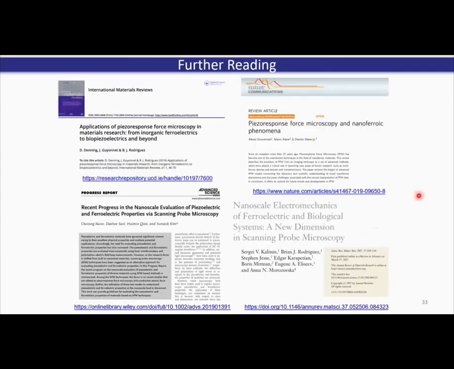And for further reading on PFM in general, there are a couple of review articles from my group and some from other groups from the past. I think these two are probably the most recent, and they're certainly worth a look if you're working in the field of PFM or are interested in learning more about PFM. So that concludes my introduction to PFM in general.